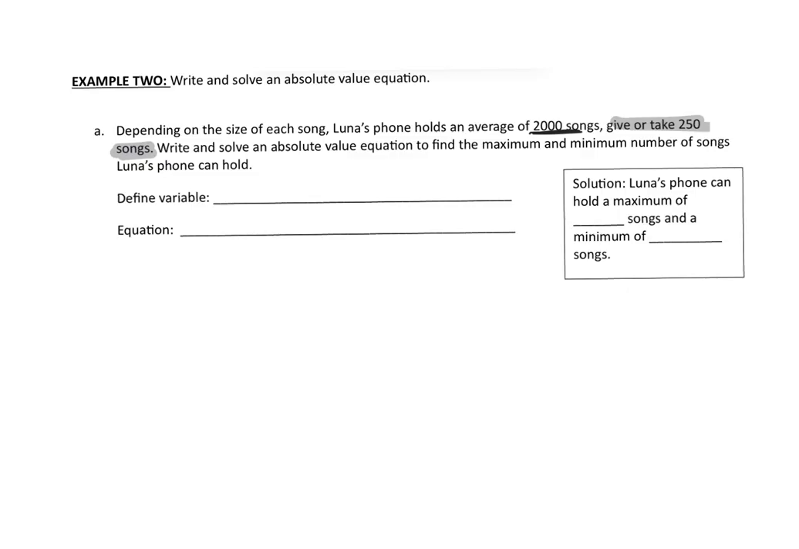If it can do 250 more than 2,000, that's obviously 2,250. And if it can do 250 less, you would just do 2,000 minus 250, which is 1,750. So you can come up with the solution very easily. The hard part is writing an absolute value equation for that. So I can already fill in the solution: the maximum is 2,250 and the minimum is 1,750. But now I'm going to show you how you can write the equation.